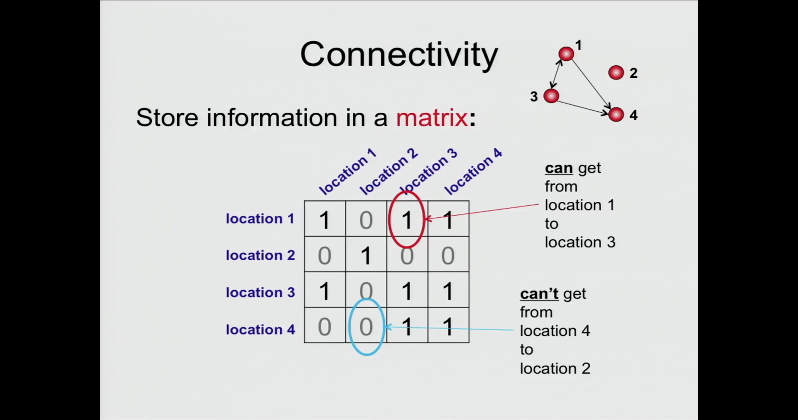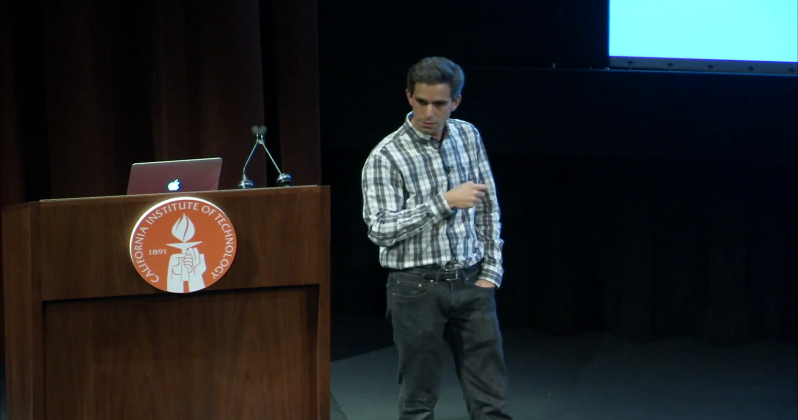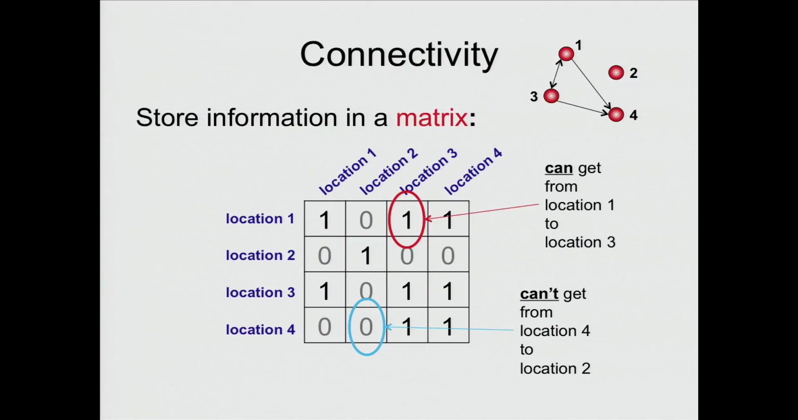So the first thing is, how do you record the information that expresses the problem? We have these nodes and we have links between them. And I'm going to suggest that we organize it in a matrix like this. So we have, in this little example, 4 locations that label the rows, 4 locations that label the columns. And we're going to put a 1 in a given entry to indicate that you can get from the location labeling the row to the location labeling the column, and a 0 if you can't. For example, this 1 indicates you can get from location 1 to location 3.